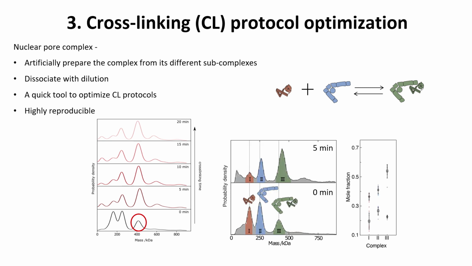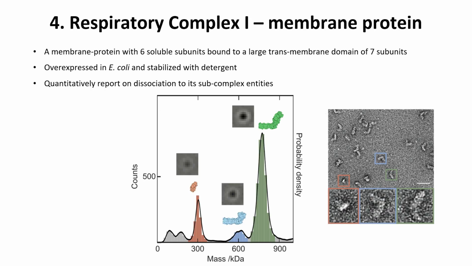So we wanted to show that this is really reproducible. We took both uncross-linked sample and also cross-linked after 5 minutes, and we repeated several times, between 7 and 9. And you can see on the right that it's highly reproducible. Also, the nice thing is that you can see a shift in mass of the cross-linked protein, and the reason is related to the added mass of the cross-linking agent.